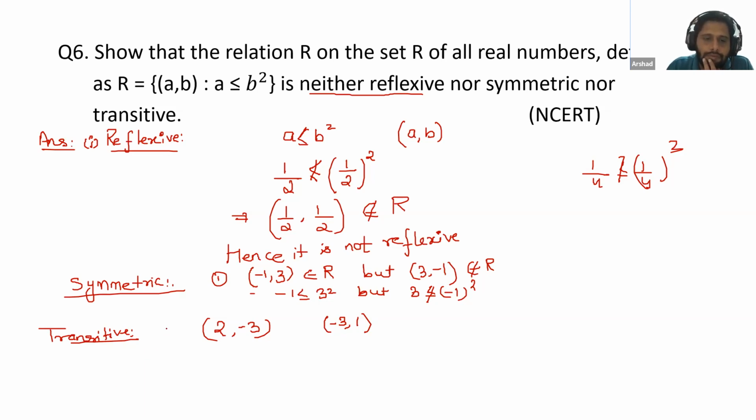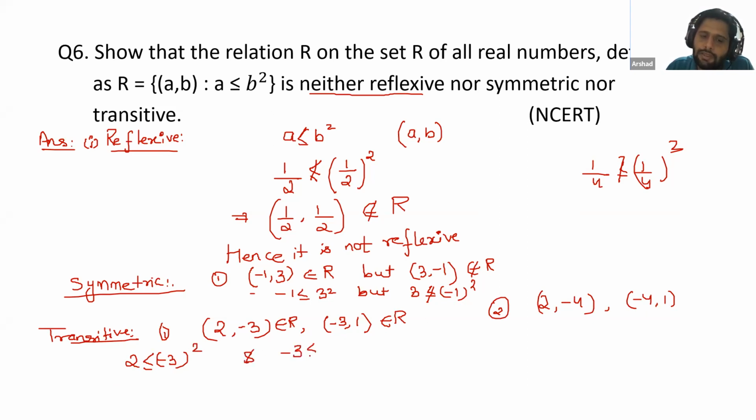First this, or we can take a second example: 2 and -4, this is correct. -4 and 1, this is correct. And 2 is... very good. So we have multiple examples in this case. For example, please check here. This belongs to the relation R, this belongs to the relation R. Please check this: 2 is less than or equal to (-3) square. This is correct.